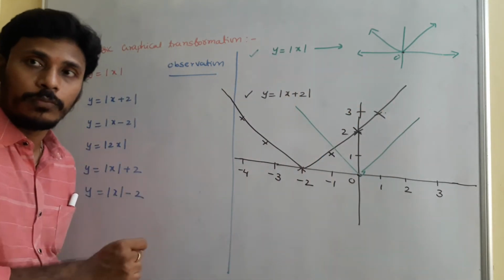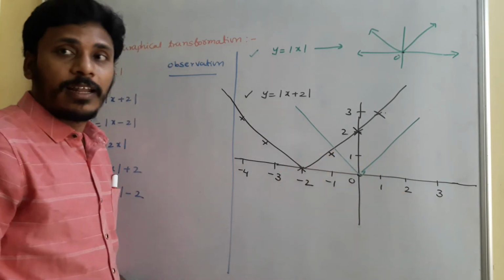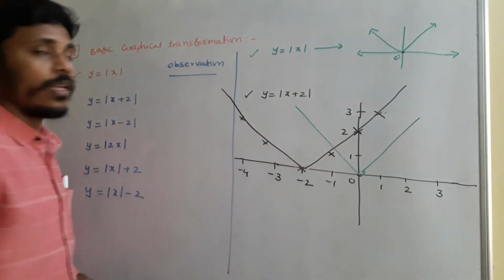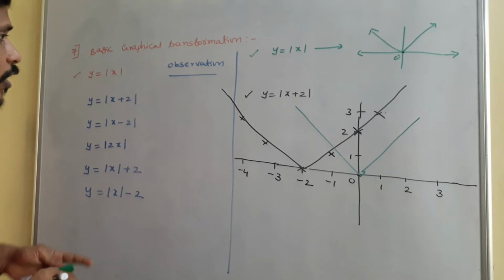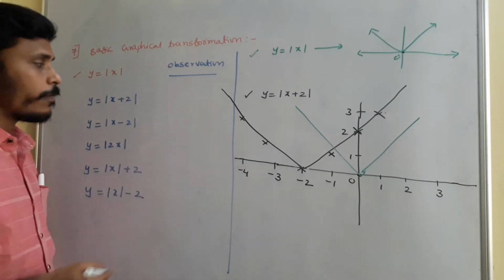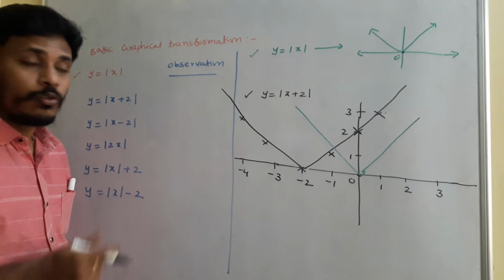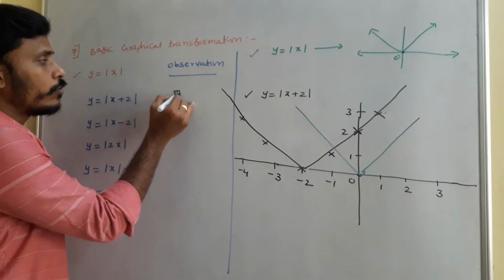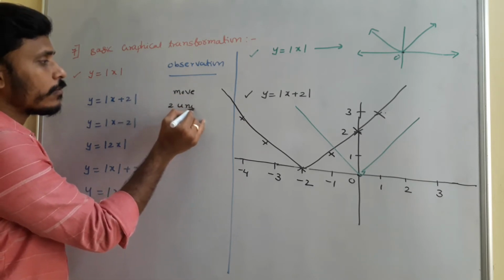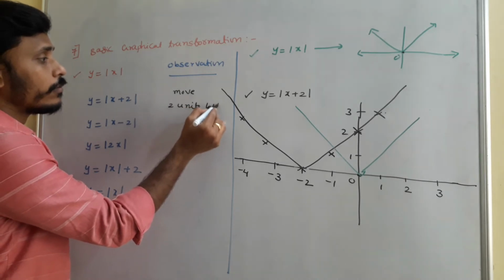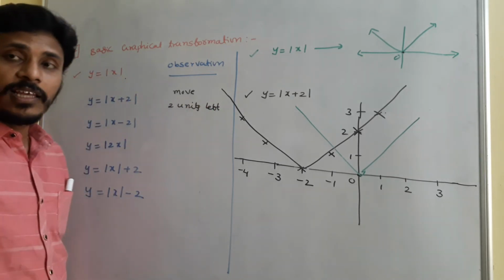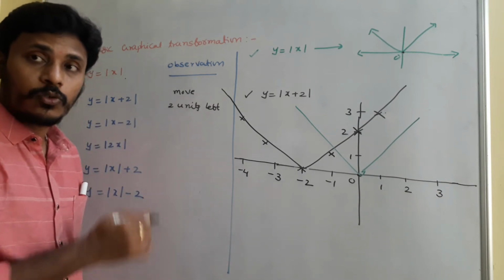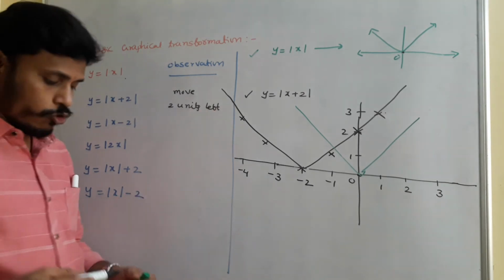That observation we need to do. This is the graph for y is equal to mod x, the green color part. If you move this green color part by 2 units, then you will get the graph for y is equals to mod x plus 2. So here the observation is, for the graph of y is equal to mod x plus 2, we need to move 2 units left side. Taking the graph of y is equal to mod x, if you move 2 units left, you will get the graph for y is equals to mod x plus 2. That's the observation we did for y is equals to mod x plus 2.